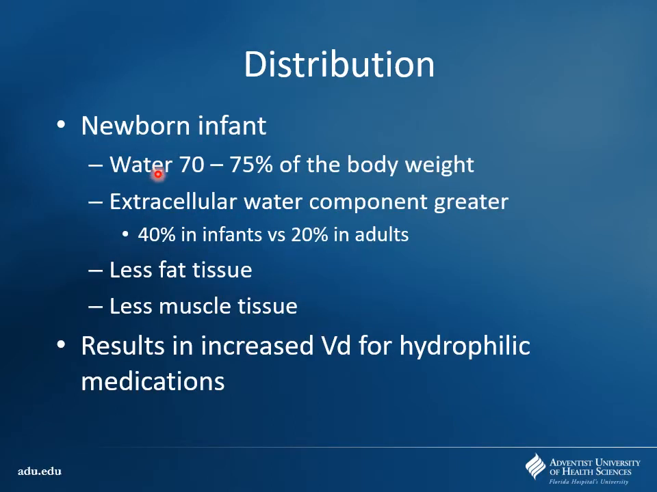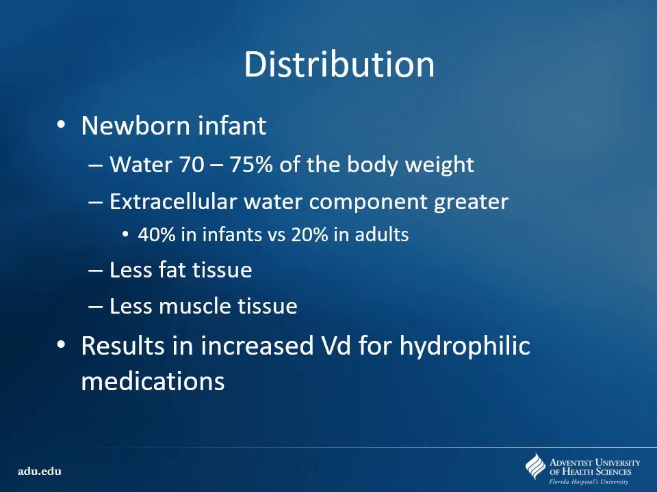So looking at a newborn, water content is about 70 to 75% of their body weight. So again, 3/4 of them is water. So the bag of water analogy kind of fits here. And they also have a very high extracellular water component versus adults, less fat tissue, less muscle tissue. And so in order to achieve the same serum concentrations of a drug, especially a hydrophilic drug, what do you think I need to do to that dose?